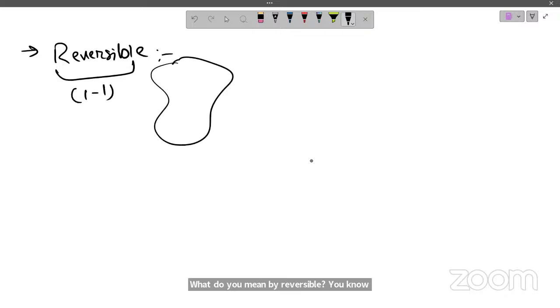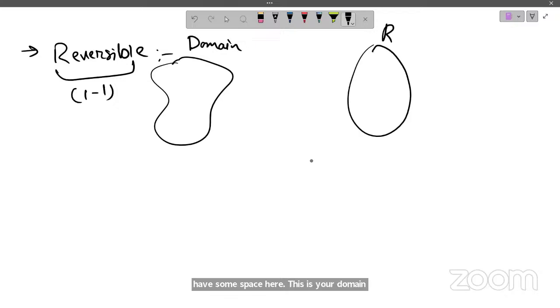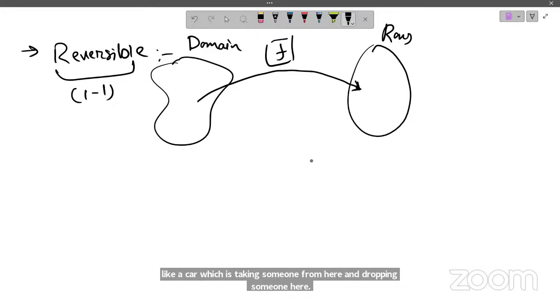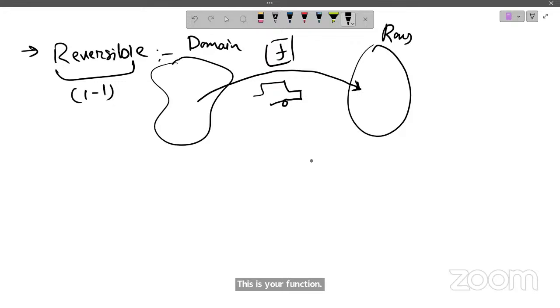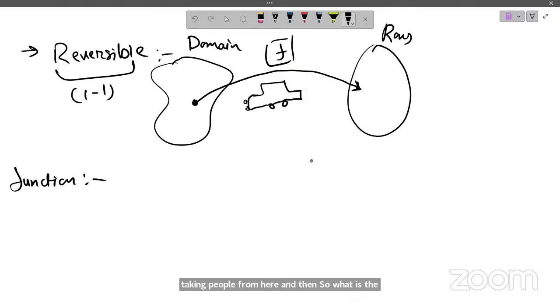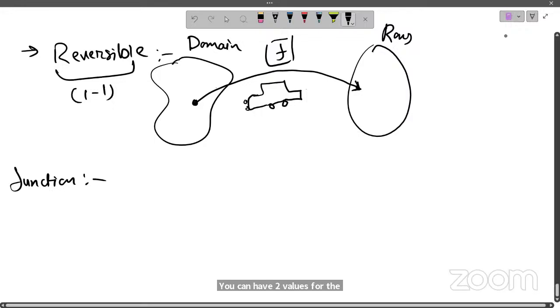Suppose we have some space here. This is your domain, and this is your range. Your function is something like a car which takes someone from here and drops them here. This is your function, right? So what is the definition of a function? Can anyone tell the precise definition of a function? You can't have two values for the same thing, or two destinations.